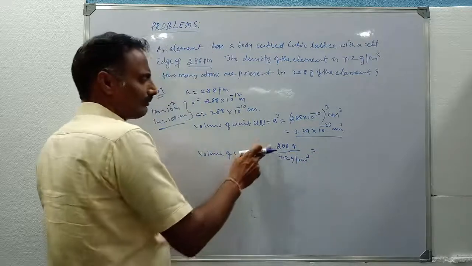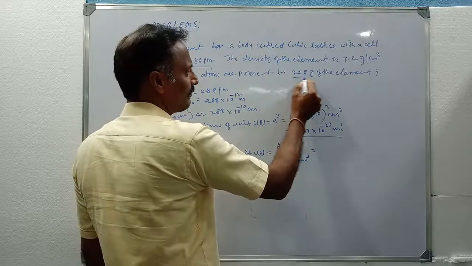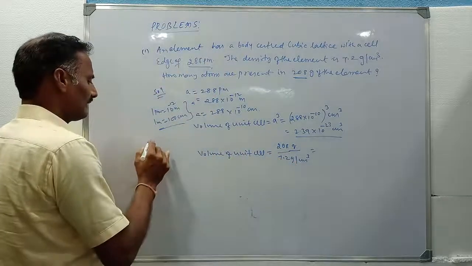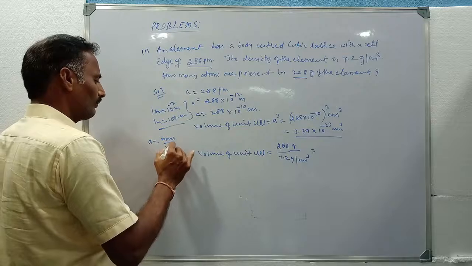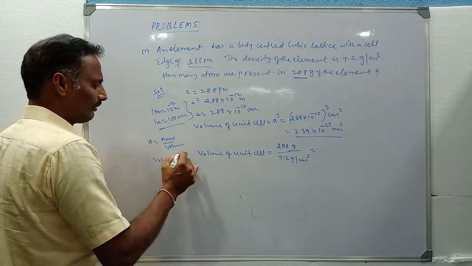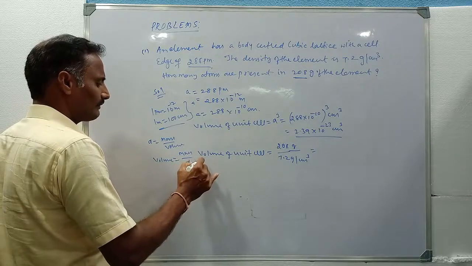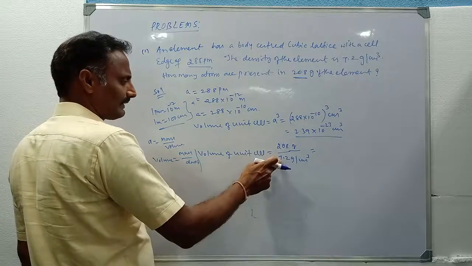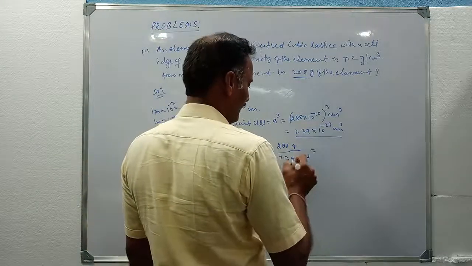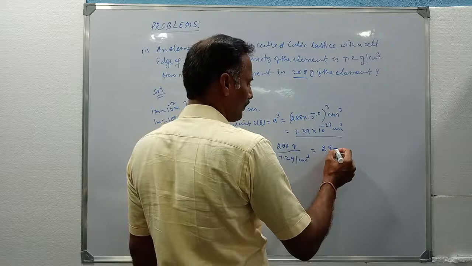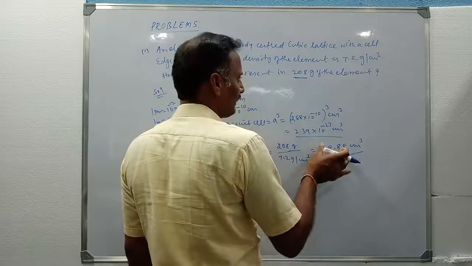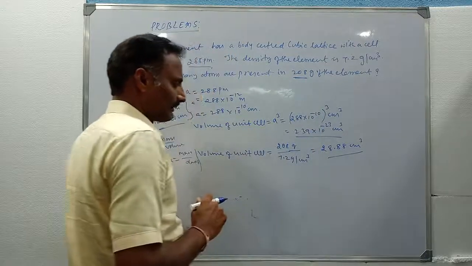Then the mass of the element is how much? The mass of the element is 208 gram, and density equals 7.2. We know that density equals mass by volume. If you want volume, volume equals mass by density. Mass by density equals volume, that is 208 by 7.2, which becomes 28.88 centimeter cubes. This is the volume occupied by 208 gram of the element.